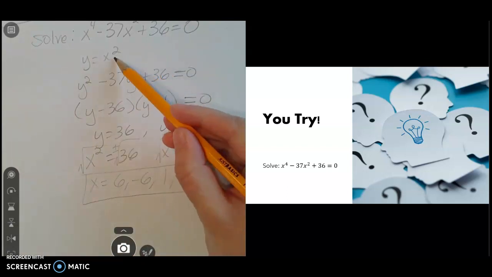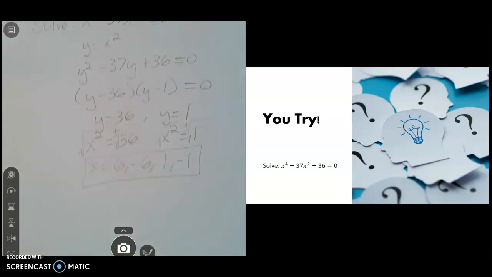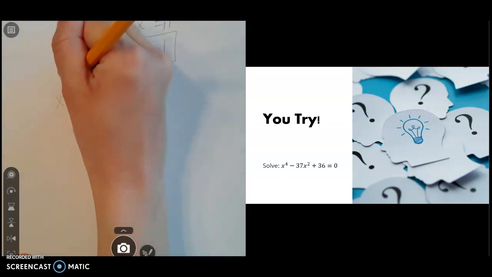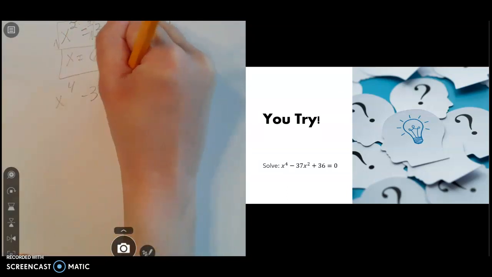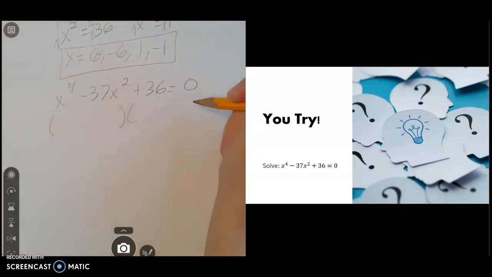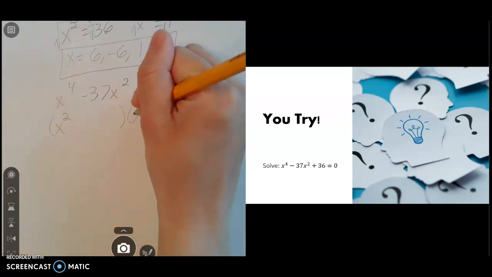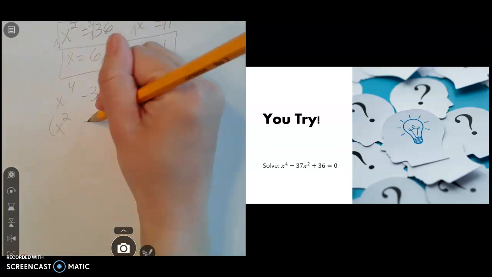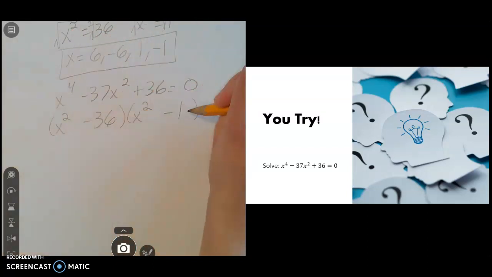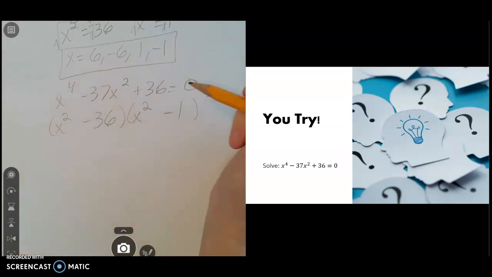If you don't like that substitution step, you don't have to do it. You actually could basically factor from the very beginning if you want to, and I'll show you that. So I'm just going to rewrite this. x to the fourth minus 37x squared plus 36 equals 0. And you can actually factor from the very beginning. It's just instead of x's, you're going to use x squared. So you'll have x squared times x squared gives you x to the fourth. And we'll still have negative 36 times negative 1 to give us negative 36. And those middle terms will add to give us that negative 37x squared.